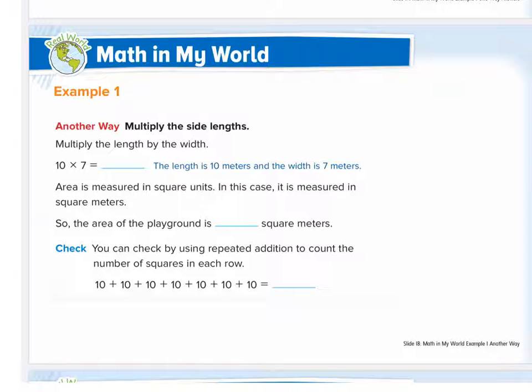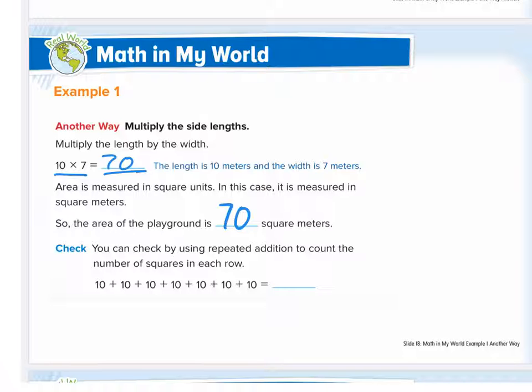Another way, without tiling the rectangle, is to use the side lengths and create a formula. 10 times 7 equals something. 10 times 7 equals 70. Since we know our tens facts, area is measured in square units, and in this case, it will be measured in square meters. So the area of the playground is 70 square meters.